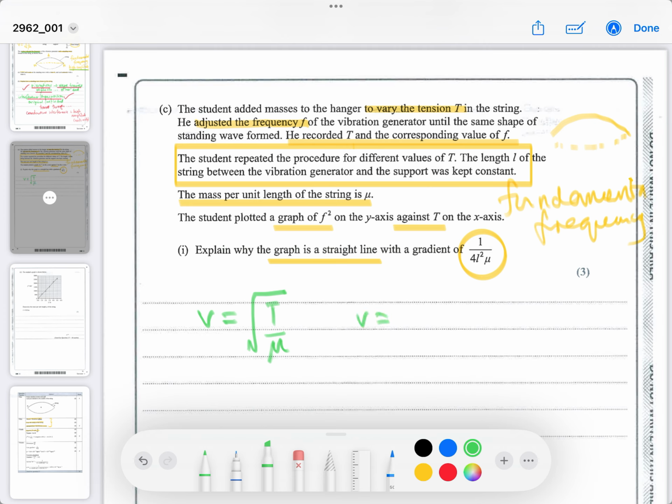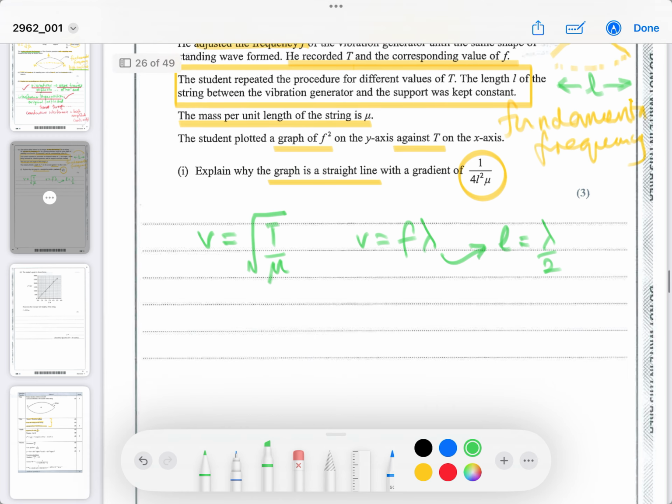We also know that V equals F lambda, yeah? And we know that the length between the 2 nodes can be measured, yeah? And it's also constant. So that length that you can see has just got 1 peak or 1 trough. So the length is half a wavelength, yeah? The length is lambda over 2. Therefore, lambda is 2L, yeah? So lambda is 2L.